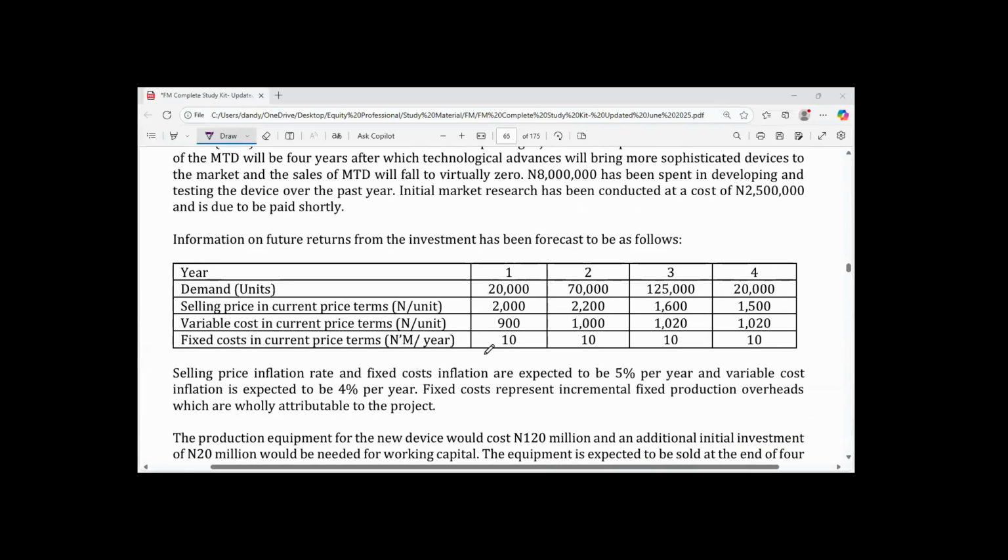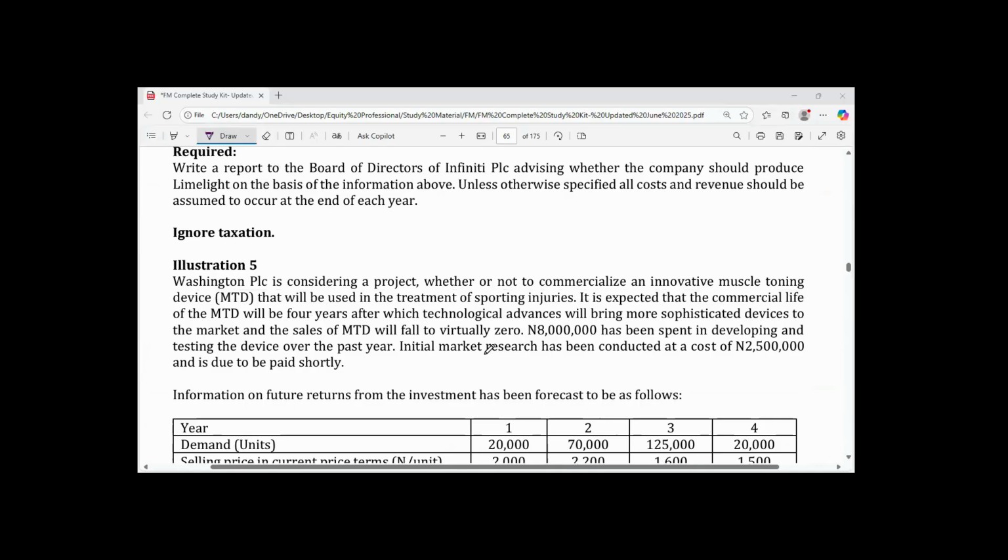So in our last class, we were solving a question, but time could not allow us to complete it. So today we are going to complete the question, and at the same time, we had an additional illustration to complete the topic. All right.